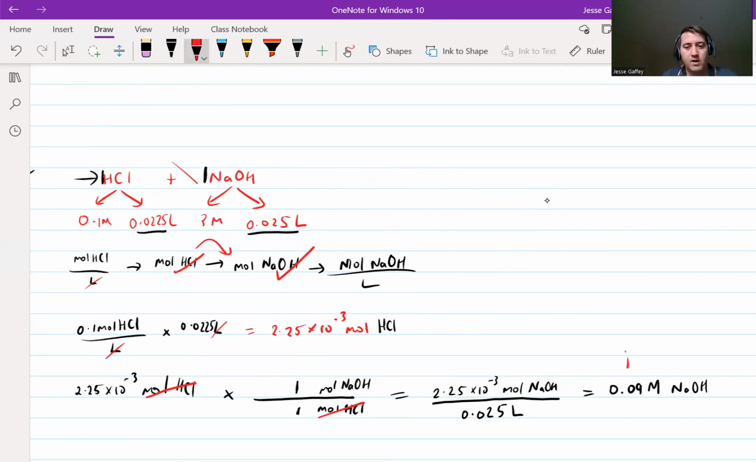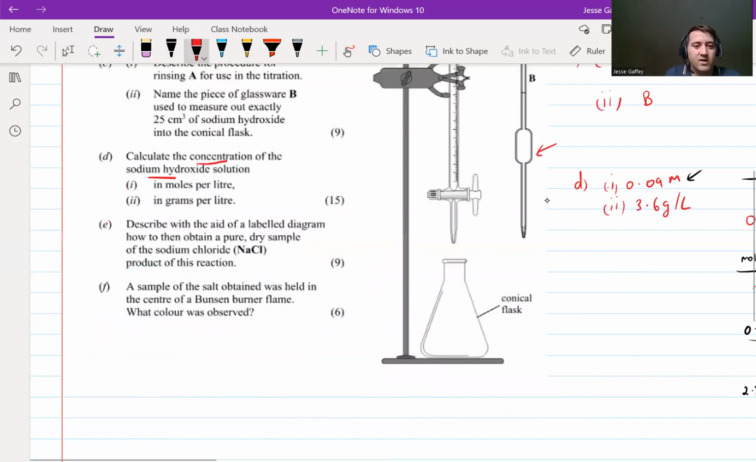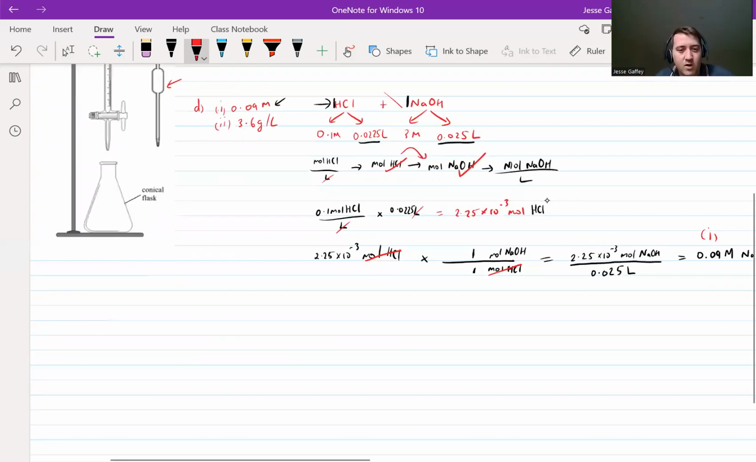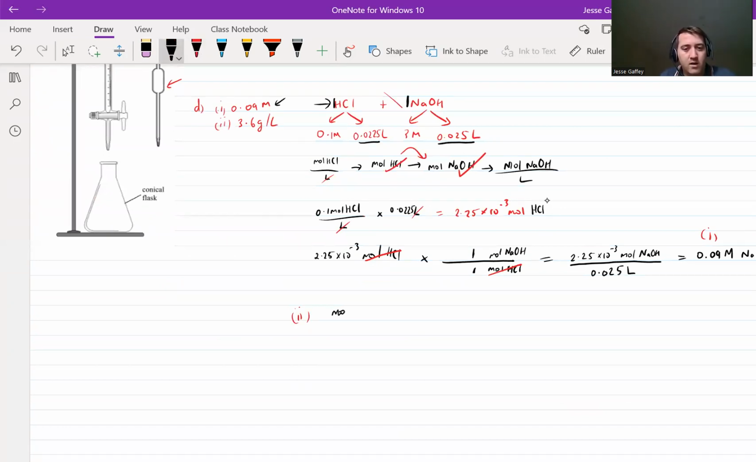All right. So that is part 1 done. And the second part asks you to find the concentration in grams per liter. Okay, so how do we take that number and go to grams per liter? So I'm going to rewrite this out. Of course, I'm going from moles per liter to grams per liter. That's what I need to do. So I'm going from this here, 0.09 moles of NaOH per liter. And I'm leaving space here for a conversion factor equals, I want my answer to be in grams of NaOH per liter.